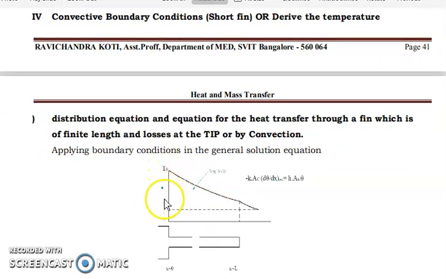You can observe this is the base of the material. This is the extended surface, and here the base is maintained at T0 temperature. The tip of the fin has a convective mode of heat transfer, that is h A theta. Along the fin, the conduction mode of heat transfer takes place. At the tip of the fin, the convective mode of heat transfer takes place. So that's why the equation is minus k A dT by dx equals h A theta.